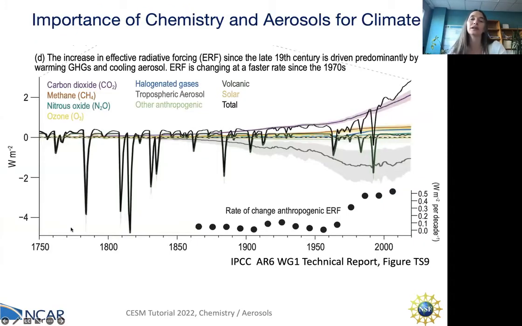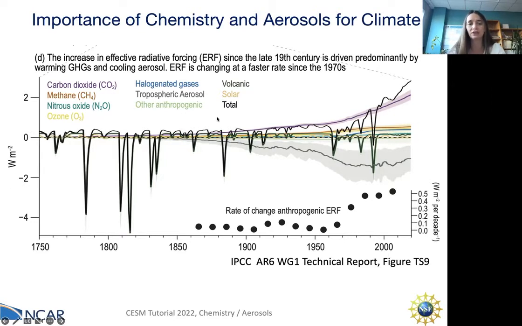Okay, so what I want to start with is some motivation on chemistry and aerosols, the importance of chemistry and aerosols for climate. This is a figure from the recent IPCC AR6 Working Group 1 technical report. What you see is the increase in effective radiative forcing since the 19th century. Greenhouse gases are the main driver of global warming, but there are also a lot of other gases that are very important, which are chemistry-related, like ozone, nitrous oxides, and halogenated gases, that play a very important role in the warming of our planet as well.